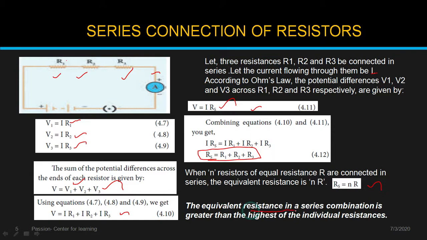The equivalent resistance in a series combination is greater than the highest of the individual resistances. It is the sum of all these resistances. Suppose you have 5, 4 and 3, so 9, 12. RS will be 12, whereas R1 is only 5, R2 is only 4 and R3 is only 3. So this resistance is greater when compared to the individual resistances. The derivation is very important, it may be asked in detailed answers.